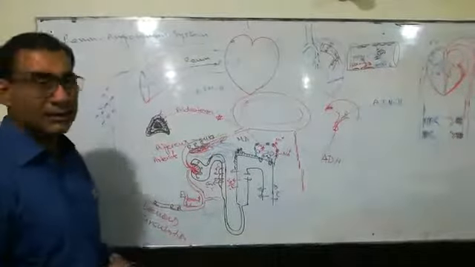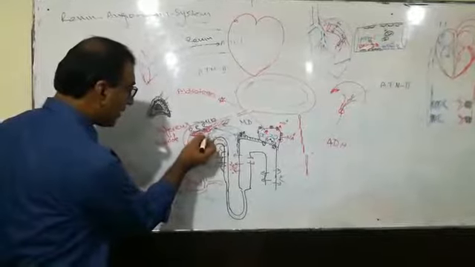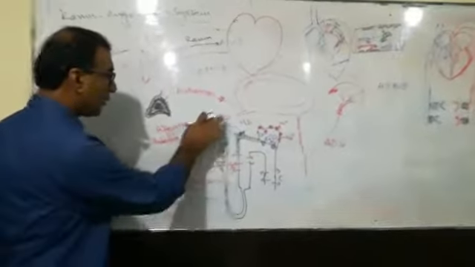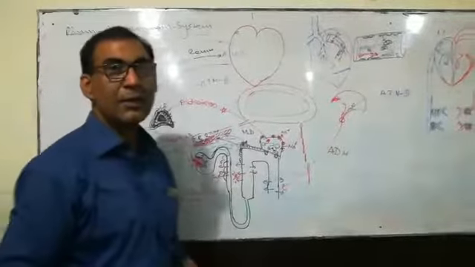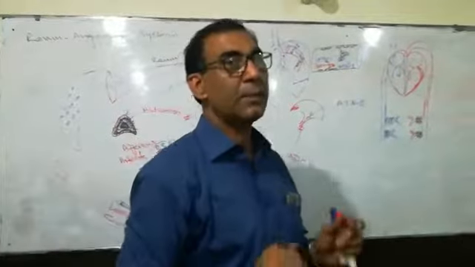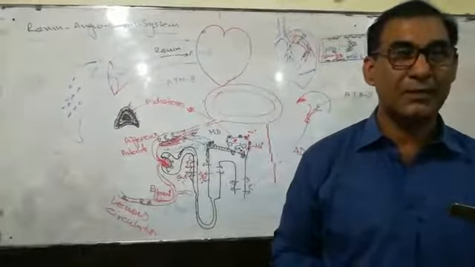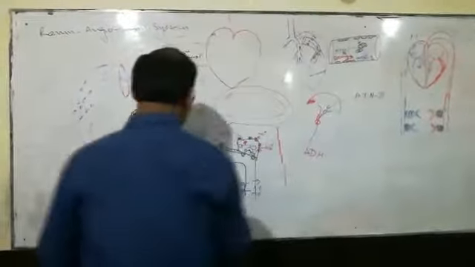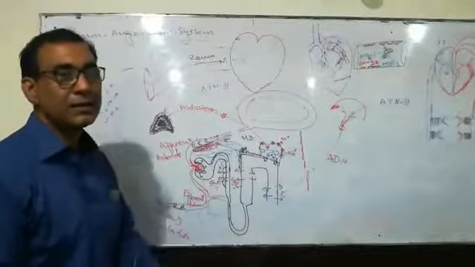Macula densa cells also send the message to the cells of the afferent arteriole, and they stimulate the production of certain prostaglandins and nitric oxide. As a result, more renin is produced.